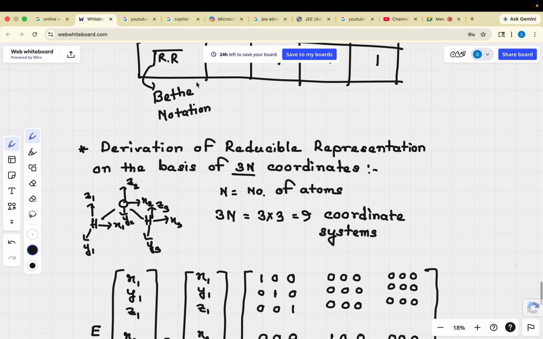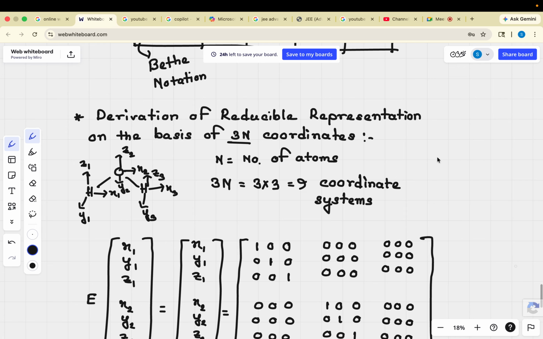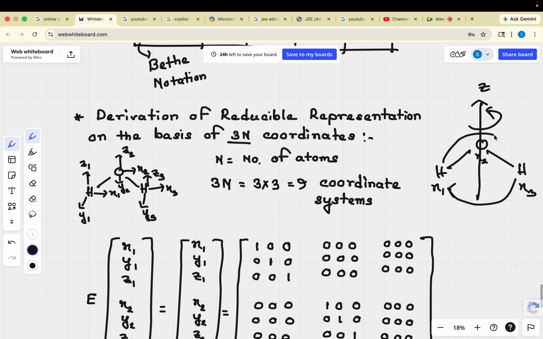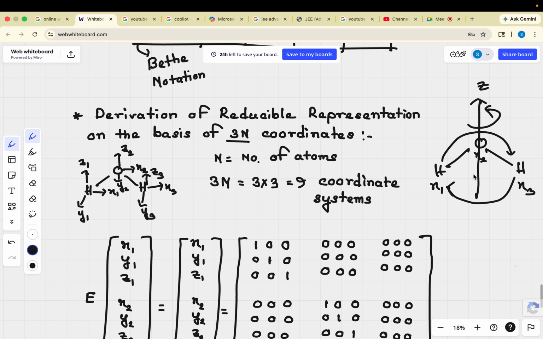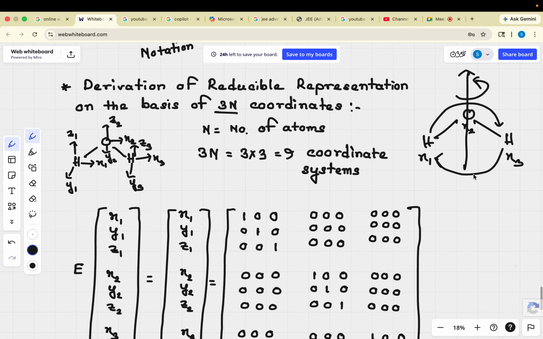So I am giving one thing, see, suppose this is your water molecule, so I am drawing it again here. So this is your x1 system, this is your x3 system, and this is your x2 system, right? Now I am rotating this molecule along the z axis. If I rotate this molecule along the z axis 180 degrees, what will happen? X3 will come to this position, and X1 will come to this position, right? They are interchanging their positions. X1 and X3 hydrogens are interchanging their positions.